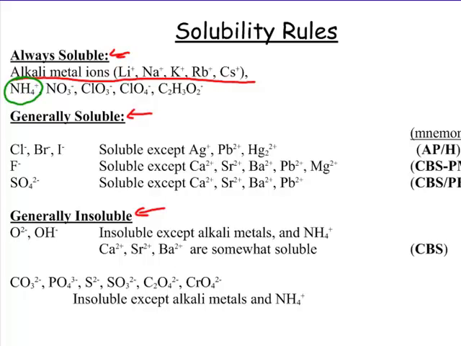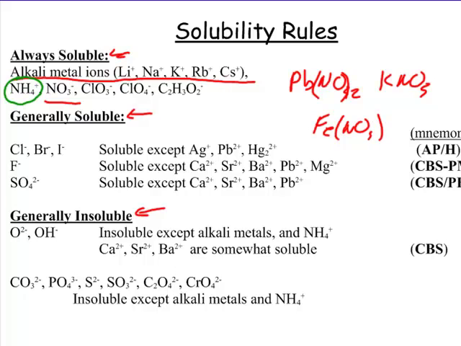Probably the biggest one for the anions is a nitrate. You're going to see lots of nitrate compounds, whether it's just lead nitrate, okay, lead nitrate, potassium nitrate, iron 3 nitrate. Okay, it doesn't matter what you see. If a compound has a nitrate, that compound will be soluble.